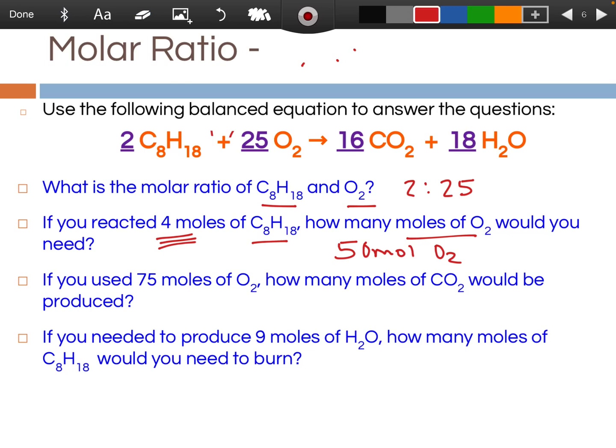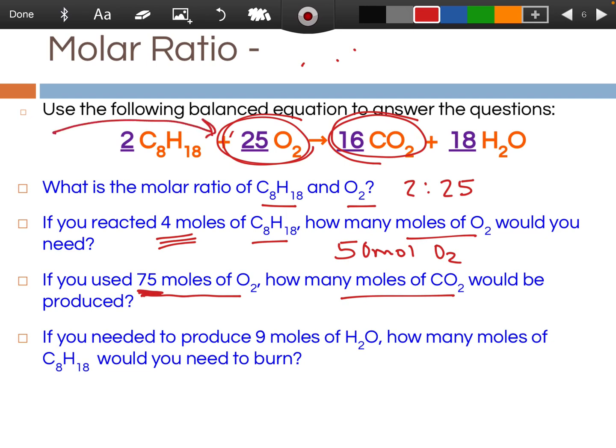All right, question number 3 says if you use 75 moles of O2, so now we're comparing O2, we want to know how many moles of CO2 would be produced. So now this is the only ratio we care about. So 75 moles is what the problem is asking for. That would be 3 times the amount shown in your balanced equation. So if we triple the amount of oxygen, we have to triple the amount of CO2 that we would get. So we would end up with 48 moles of CO2, because if we triple the amount of oxygen, we're going to triple the amount of product that we get.